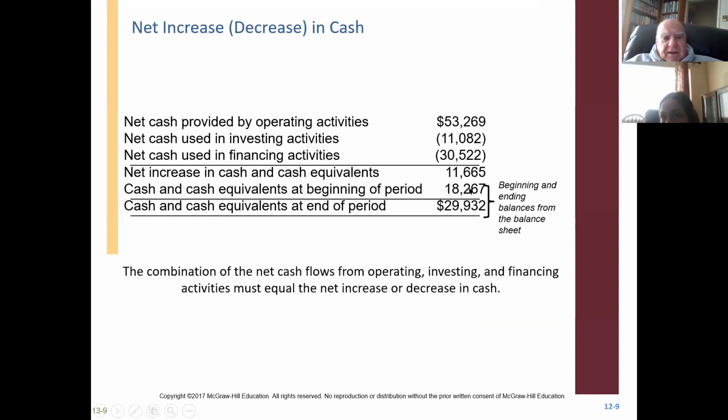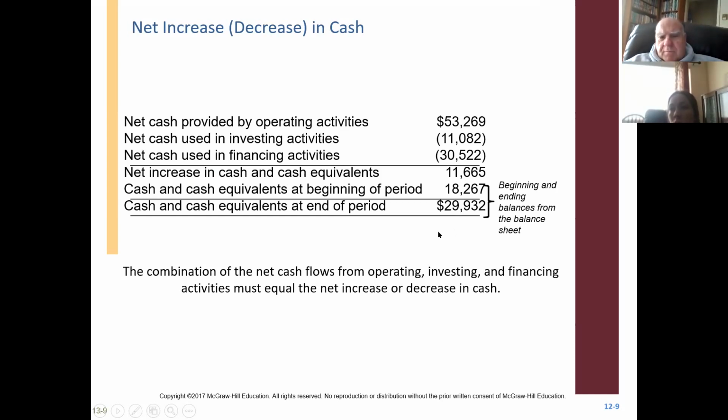Cash at the beginning of the month was 18,267, okay? At the end of the month, it was 29,932. So this means that the cash went up by 11,665. Well, what management wants to know is how much of this was generated operationally. Did we borrow? Did we have some unusual things? And that's what the cash flow statement is going to tell us.